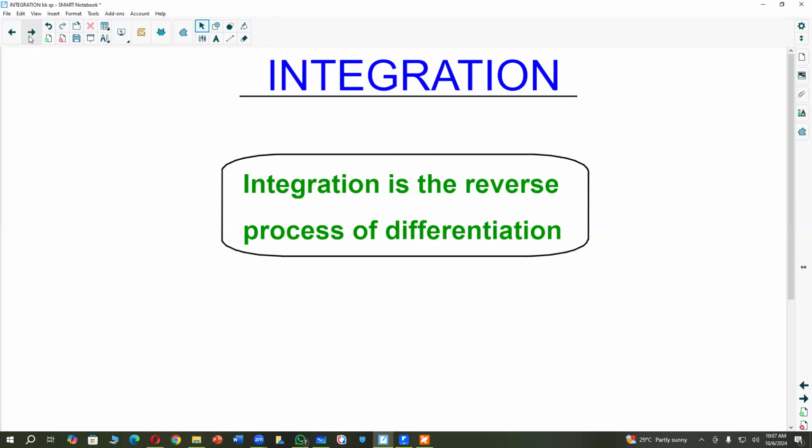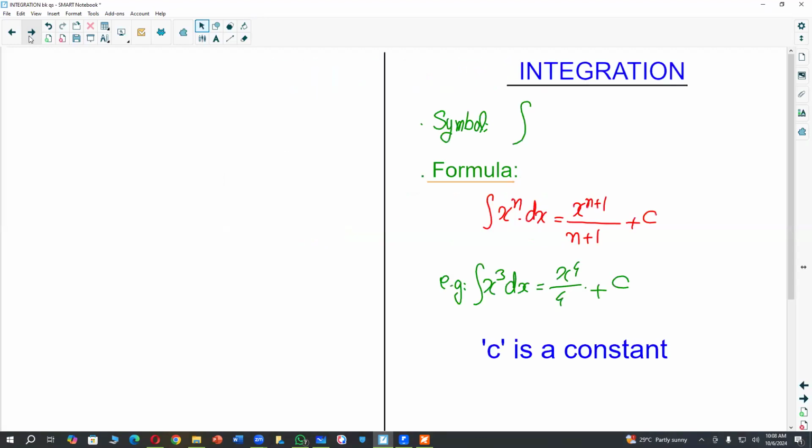So this is our first concept: integration is the reverse process of differentiation. Give the heading Integration and copy this one-liner in your notes. Yeah, done. Integration is the reverse process of differentiation.